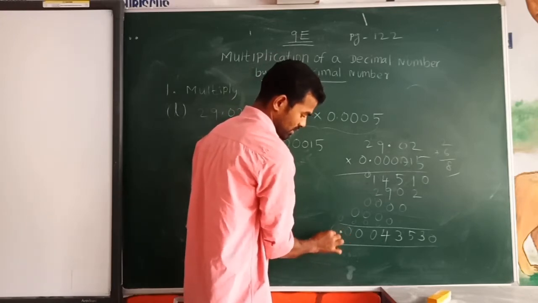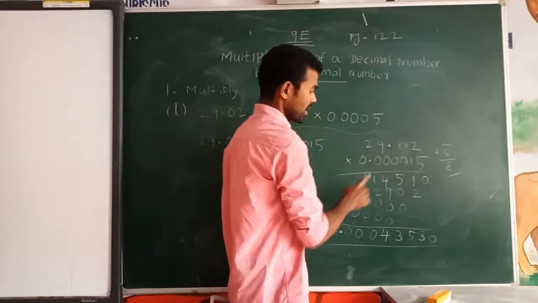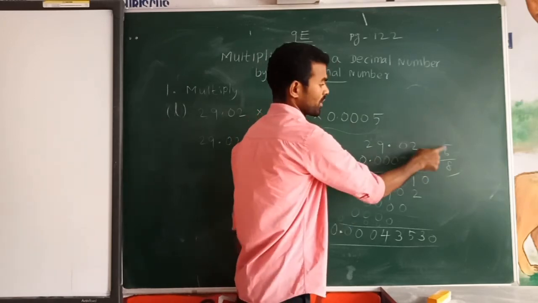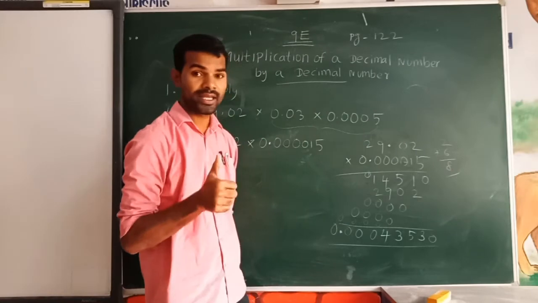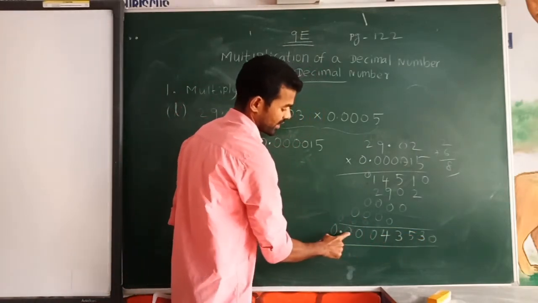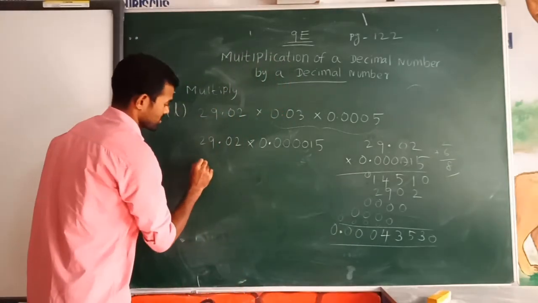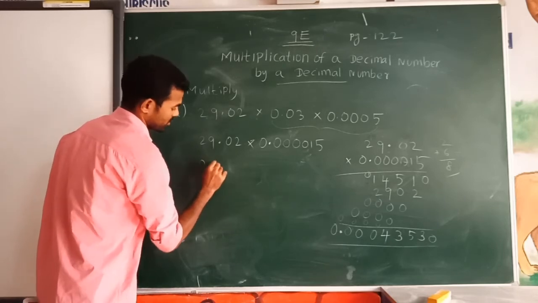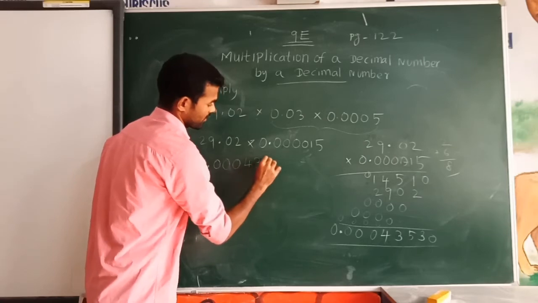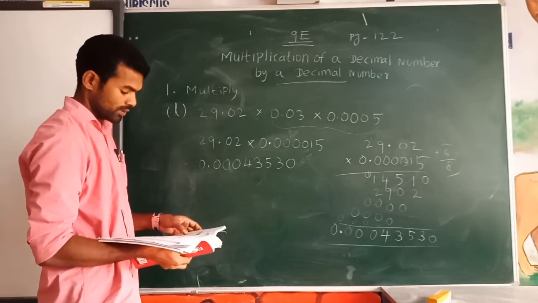So here after the point 1, 2 numbers, and here after the point 1, 2, 3, 4, 5, 6 numbers. So 2 plus 6, 8. So total 8 numbers: 1, 2, 3, 4, 5, 6, 7, 8. Okay, 8 numbers before that point. Yes. So the answer is 0.0004350. Yes, this is the answer.